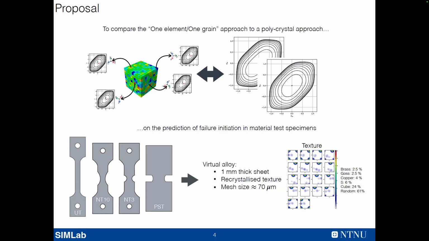For this, we are going to use a virtual alloy. It's a 1 millimeter thick sheet with a recrystallized texture, and all specimens will be meshed with an element size of around 70 micrometers.